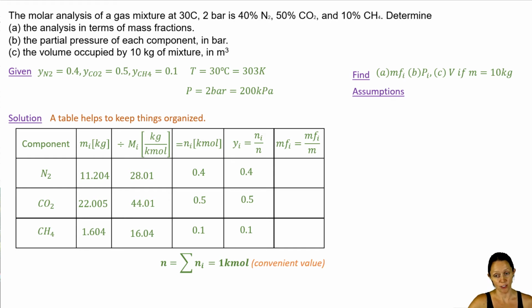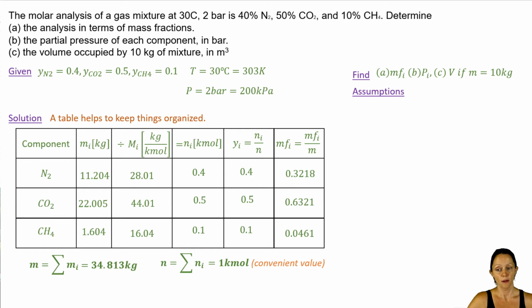It's my mass fraction. I do need to know the total mass in my mixture, so that's fine. I just add everything up. So I've got 34.813 kilograms, and that's per kilomole of mixture as I've calculated it here. So in effect, what I've calculated is the molar mass of my mixture, but we'll come back to that in a second.